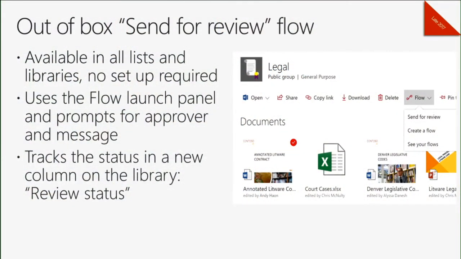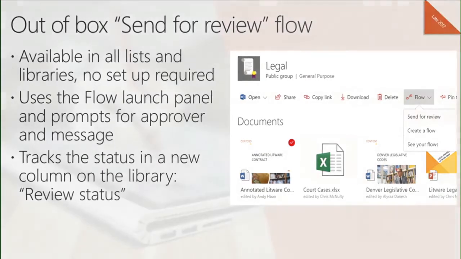So another related capability that we're announcing this week is the send for review flow. This is something which is being turned on out of the box for all document libraries without your needing to build a custom flow and attach it to every library in your information architecture. This is going to use Flow's new launch panel to say, I have a document and I want to send it to someone to have them review it. We're going to use Flow to track the entire process. I can go into any of the Flow consoles, as well as have the current status of that process be reflected back in a custom column that sits inside of the document library. And let's take a look at that one.